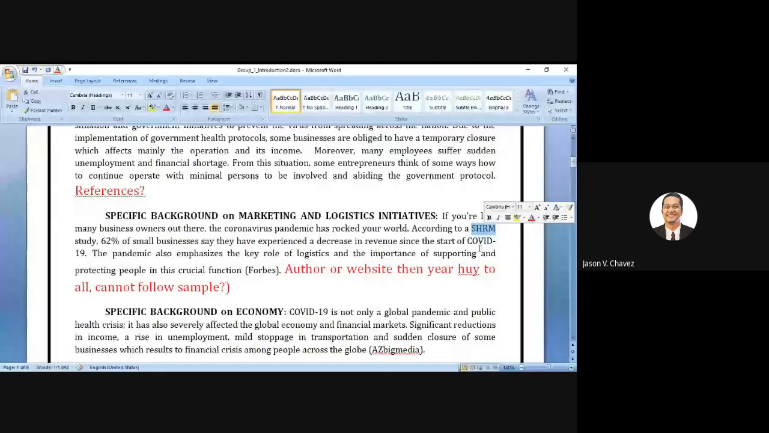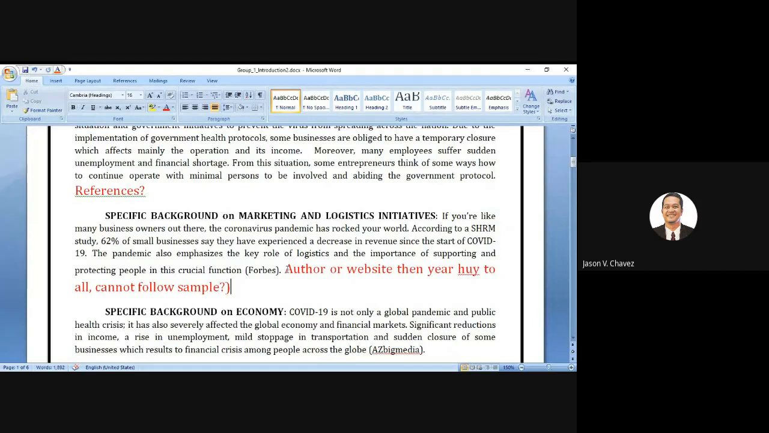If you're going to use it for the first time, you have to spell it out, no? Which means if you use it for the second time in the later literature, you can already use the acronym. And then what's the other problem? If you're going to use an acronym, a website, or a last name, you have to place the year when you got it, no? Always. Always, always.